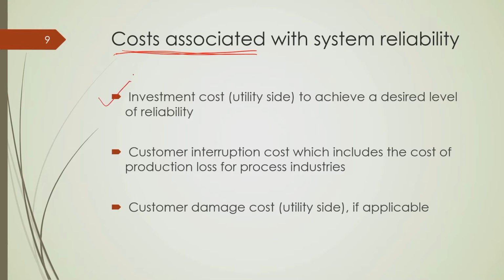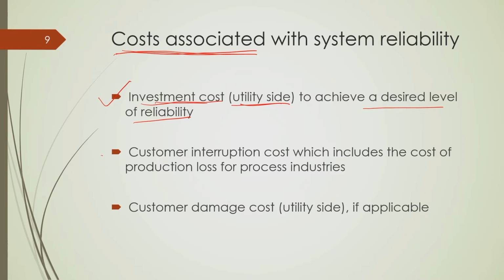One is called investment cost, this is the utility side cost to achieve a desired level of reliability. So, if we quantify this reliability by a certain index and I want to improve this index value from one value to another value, we need to have some infrastructural change. And this infrastructural change needs some sort of investment, and this is called investment cost to improve the reliability. So, this is utility side cost which is required to improve reliability to a desired level.